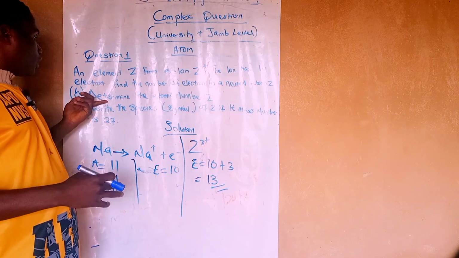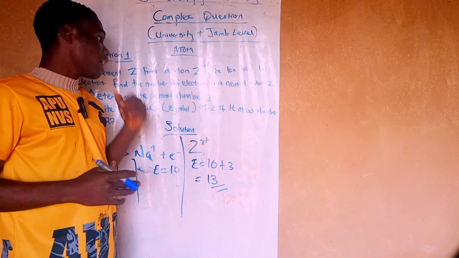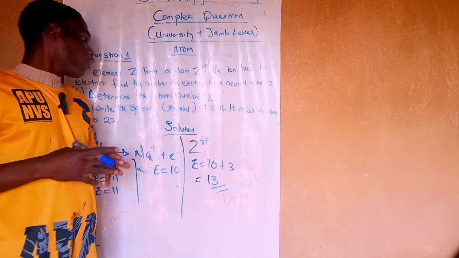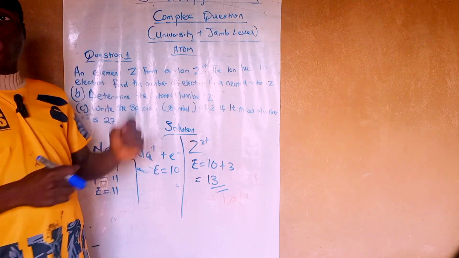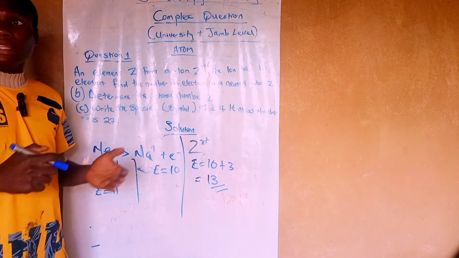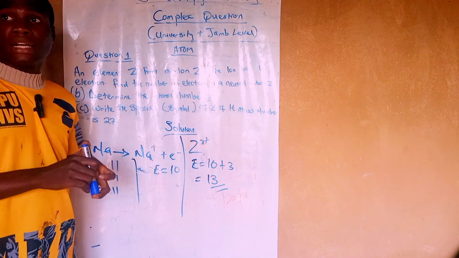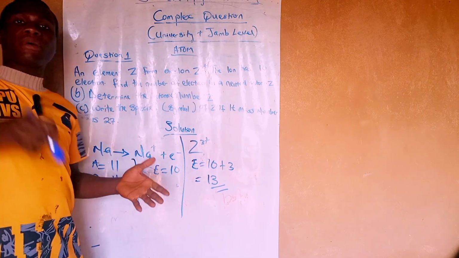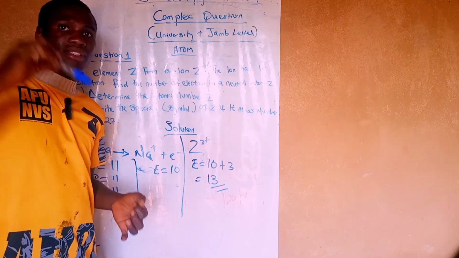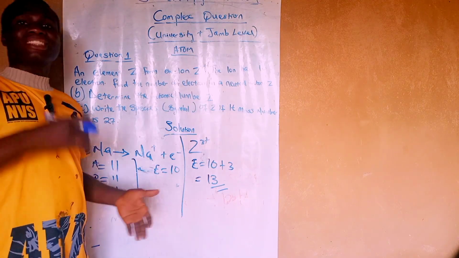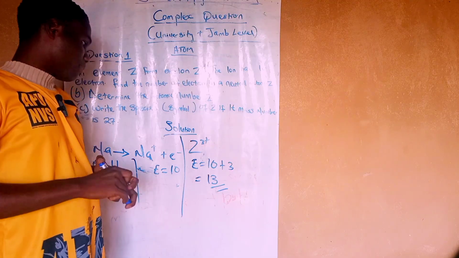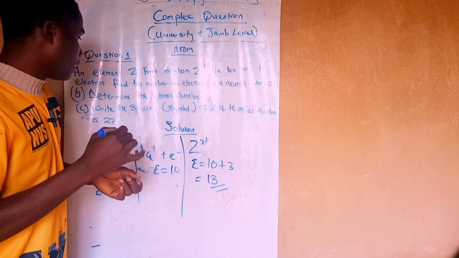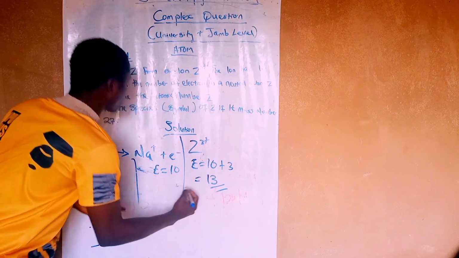The second question says, determine the atomic number Z. Yes, we are told to determine the atomic number Z. For you to determine the atomic number Z, the first thing to note is that the atomic number is the number of protons present in the nucleus of an atom of an element. So the atomic number remains the same.